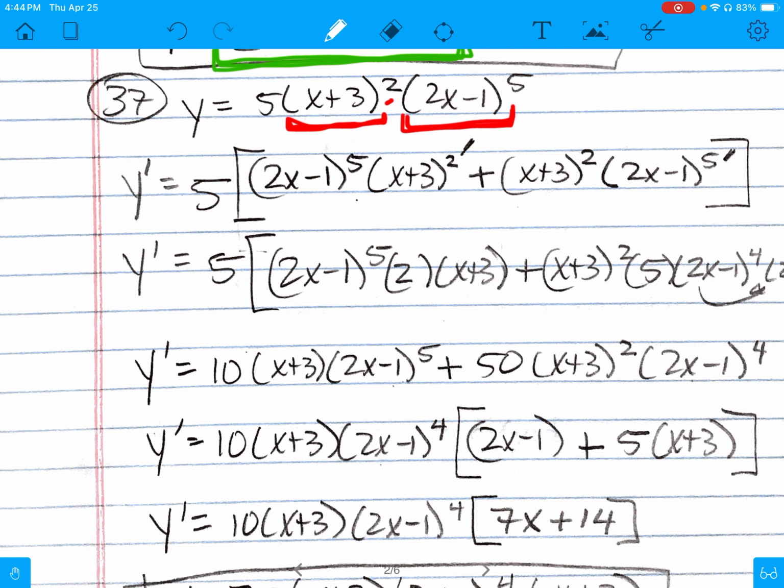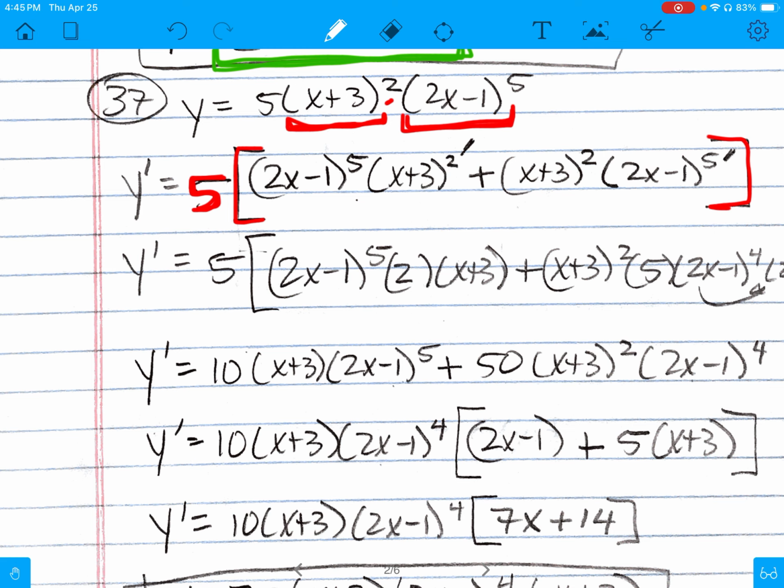Now what I actually did is I just pulled that 5 that's multiplying out front, that coefficient, I just pulled that out front of the whole thing, because when we have a constant times a function and we want to find the derivative, that's the same thing as the constant times the derivative of the function. So I pulled the constant out front and then found the derivative inside of these brackets.